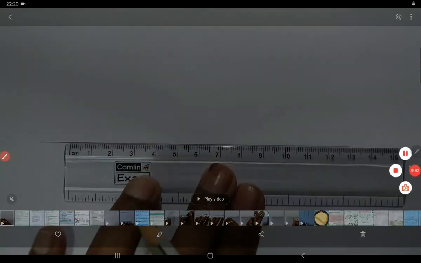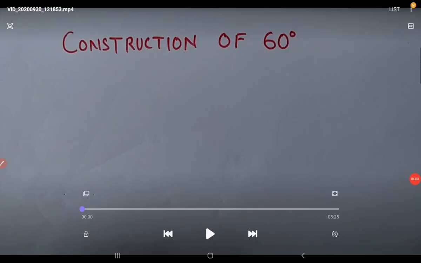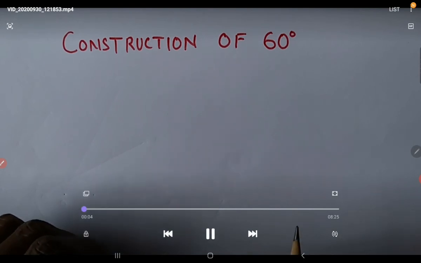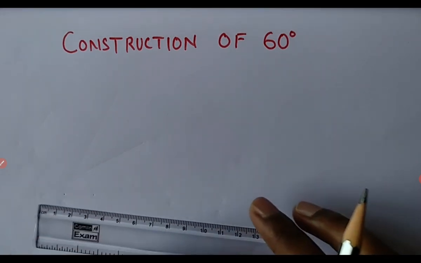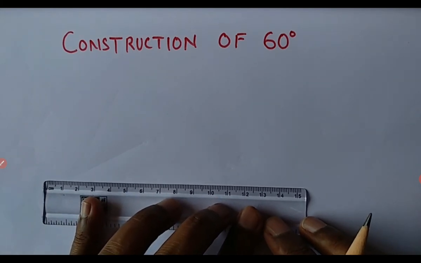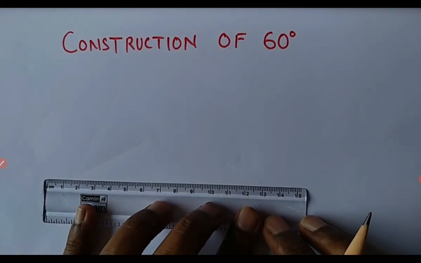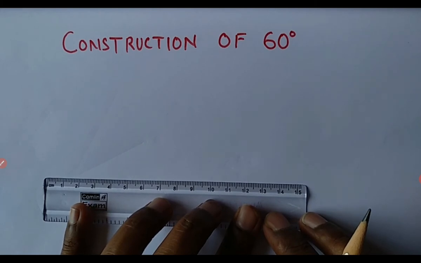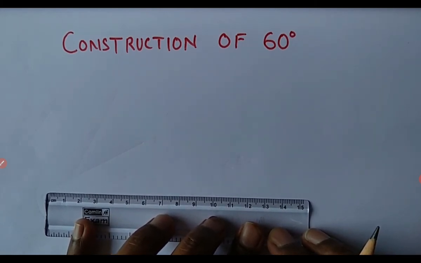So let us go to the third part, the construction of 60°. Let us begin with the steps. You can write down the steps, or you can rewind this particular video to watch these steps again and again. I've taken the shot in slow motion so that you'll understand better.